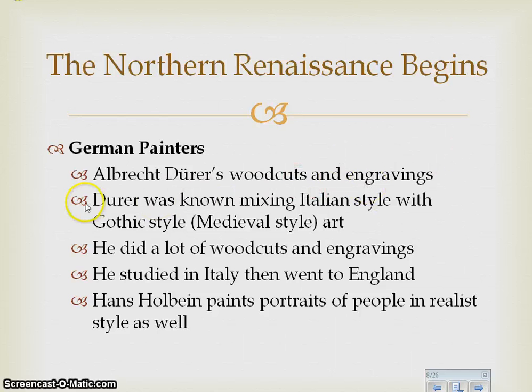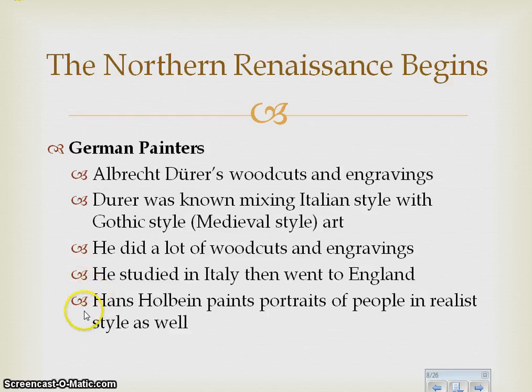Okay. Now Dürer, he actually studied in northern Italy. And what he is known for is combining Italian style, which is very realist, it looks like the object or the person, and combining it with Gothic style. Now Gothic style, if you remember, is a medieval style. Okay, so it's a Middle Ages style. After he studies in Italy, he goes back to Germany and eventually settles in England. And that is where he becomes well known as a Northern Renaissance artist.